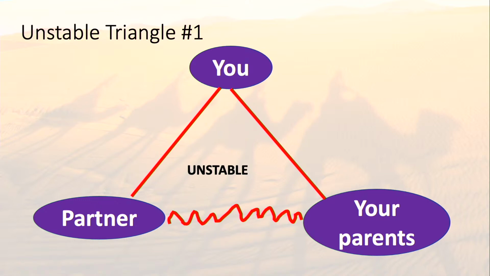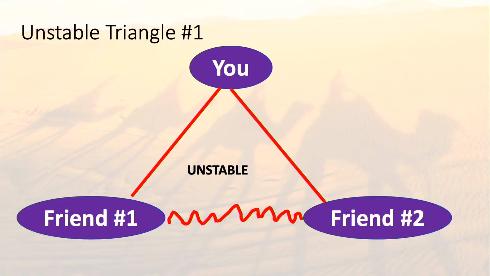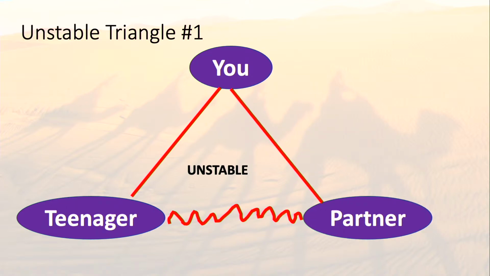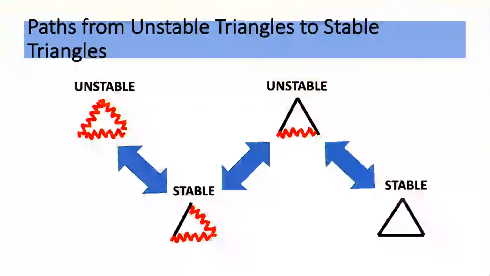So it could be you and your partner and your parents. Maybe your partner and your parents don't necessarily get along. This is an unstable triangle. And unstable triangles want to change. That's right. Unstable triangles want to become stable. That's what they want. Or maybe you and your friend and your other friend, they don't get along, but you wish they did, then we could all hang out. Or maybe you and your teenager and your partner, and there's some beef between them or some conflict, and you just want them to just work it out.